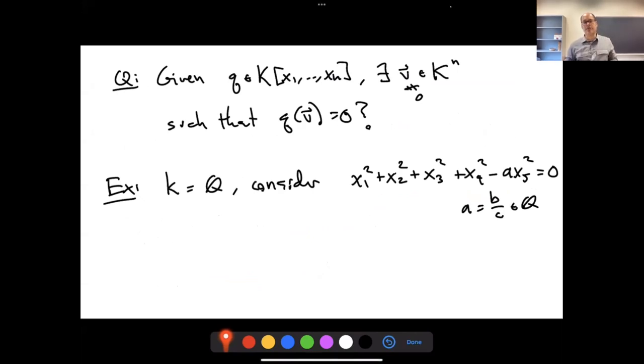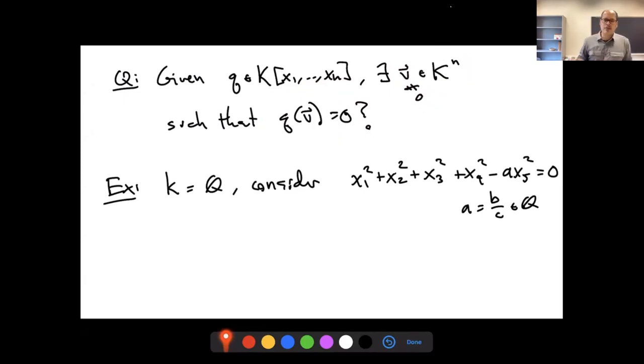What we would like to do is first ask the question: if somebody gives you such a quadratic polynomial in some number of variables, can you find some tuple of elements in the field that you might substitute in for these indeterminates and get it to be equal to 0, where not all of your entries are 0?